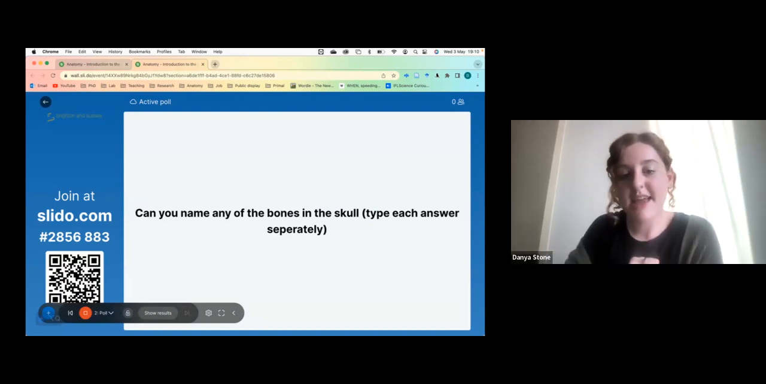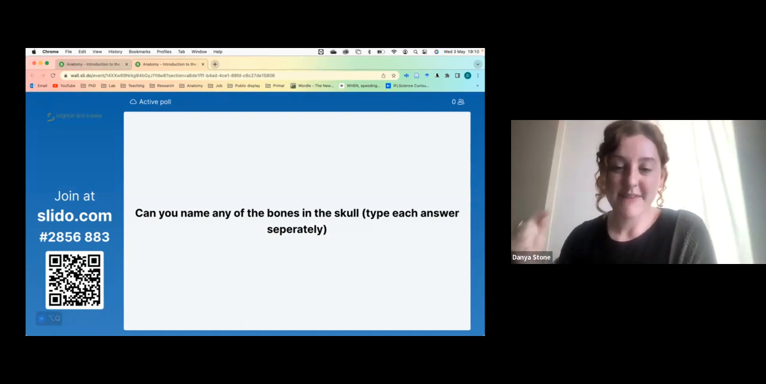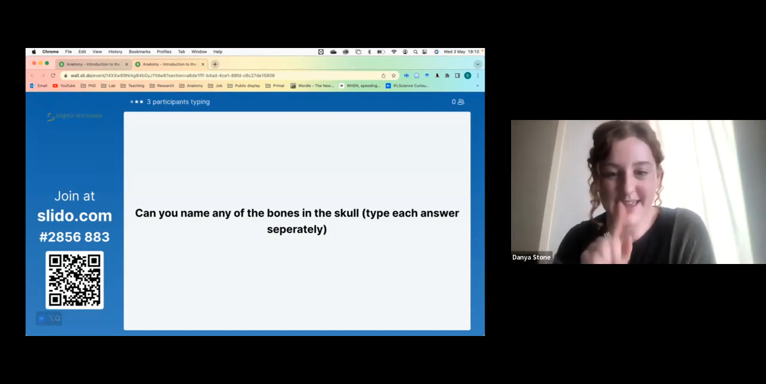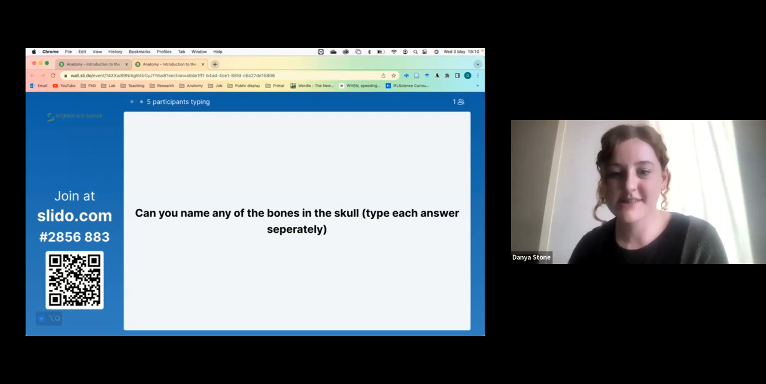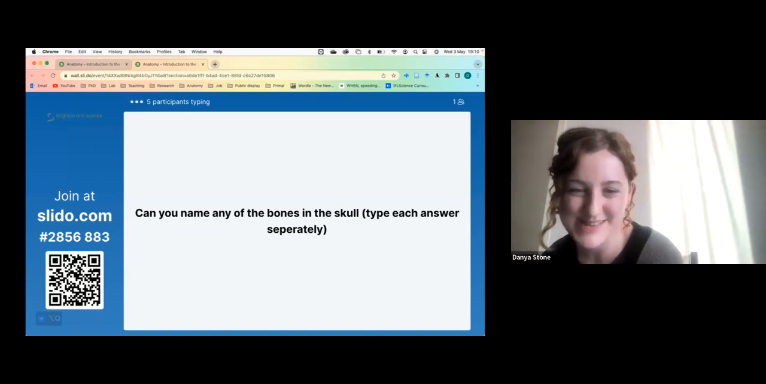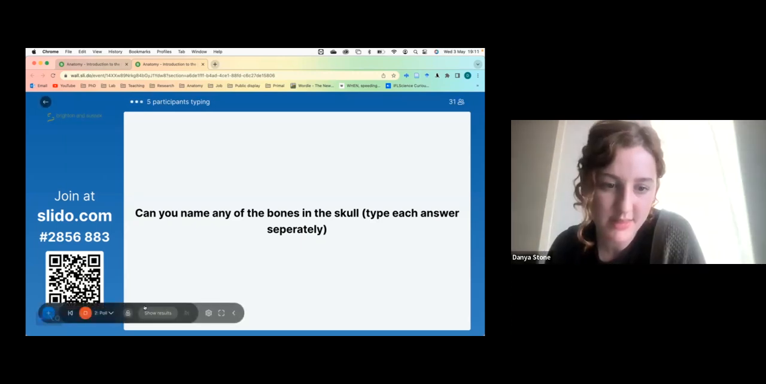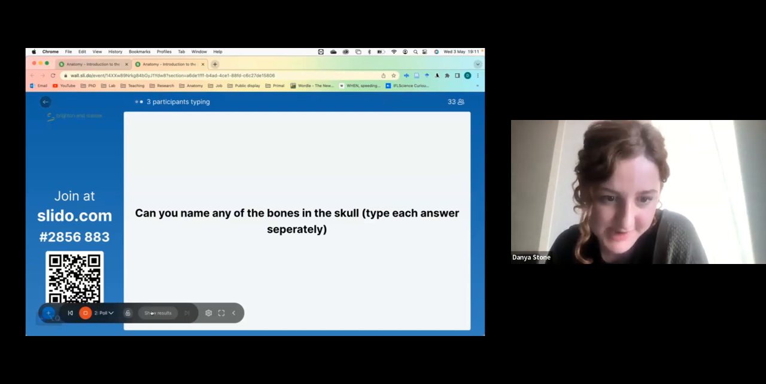So can you name any of the bones in the skull? We've said there's 22 of them. And if you could just put one answer in each response, you should get the chance to submit multiple responses. So how many of these 22 bones is this group going to be able to get? Okay, let's have a look at what people have said. If you're still typing, do finish up.